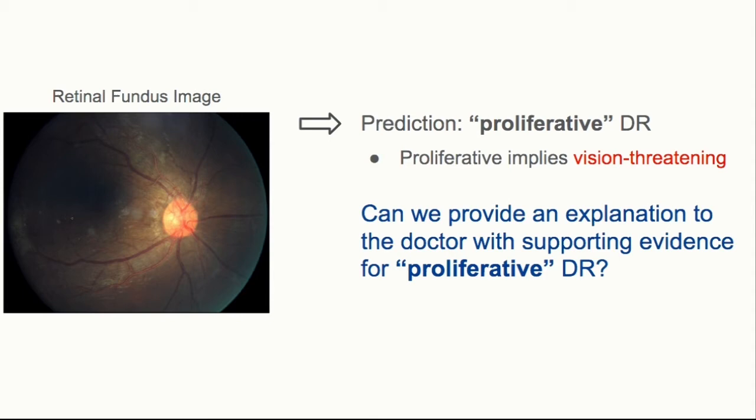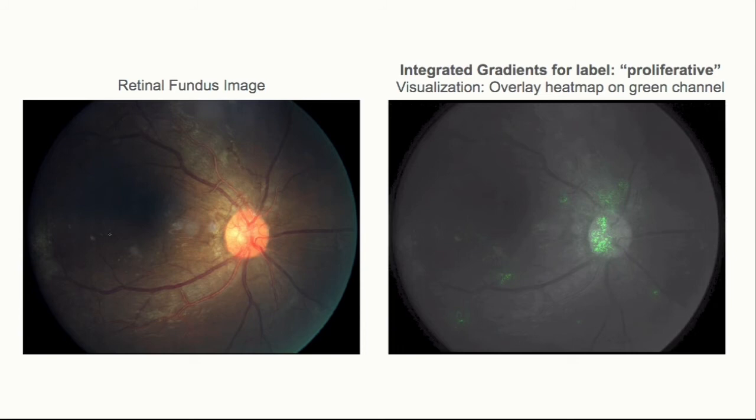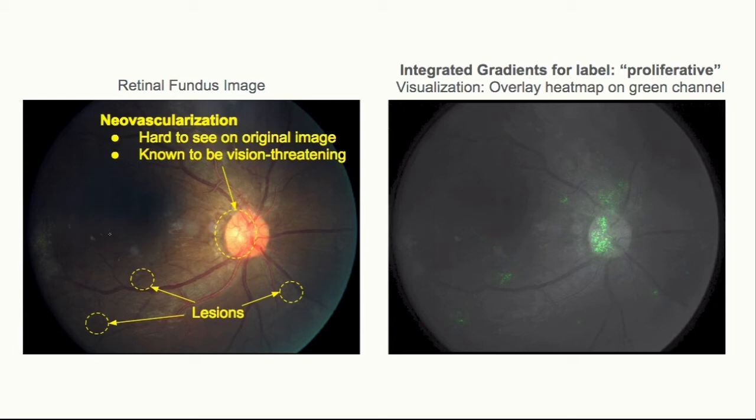So again, you can apply attribution. In this case, it shows meaningful stuff. So here, I'm not an expert, but after talking to retinal specialists, they said that it's showing neovascularization, which is these tiny blood vessels. So that's what is being pointed out. And that's actually a signal for proliferative DR, if you have tiny blood vessels in the optic disc.